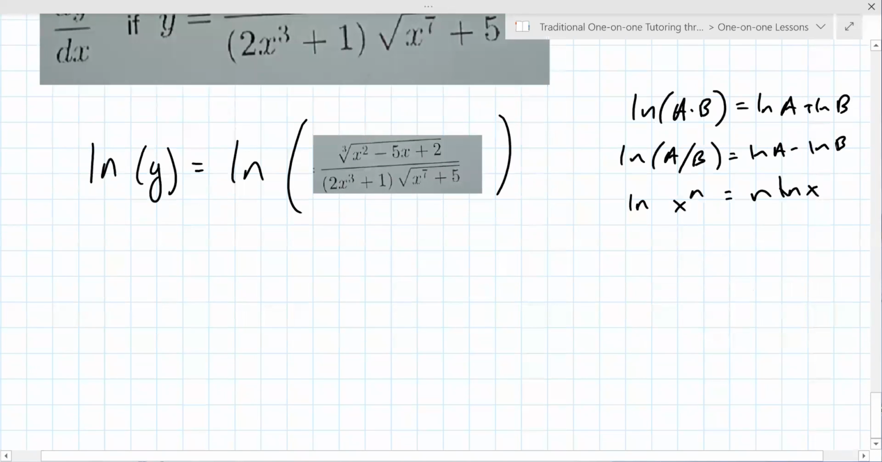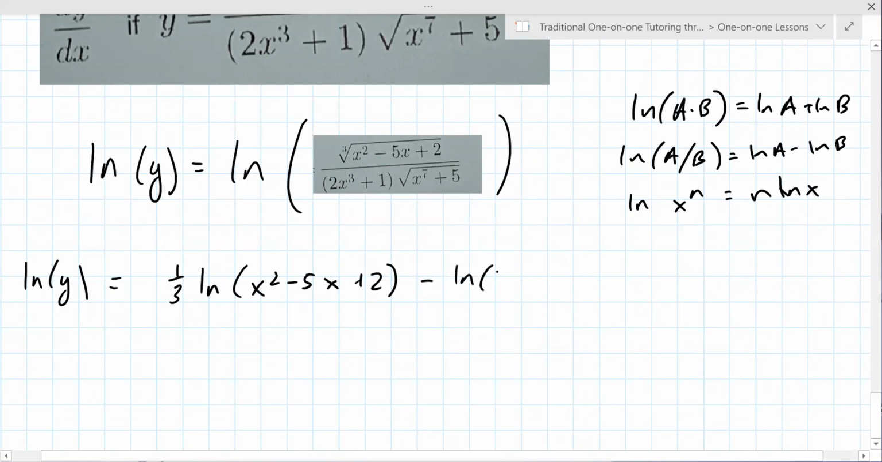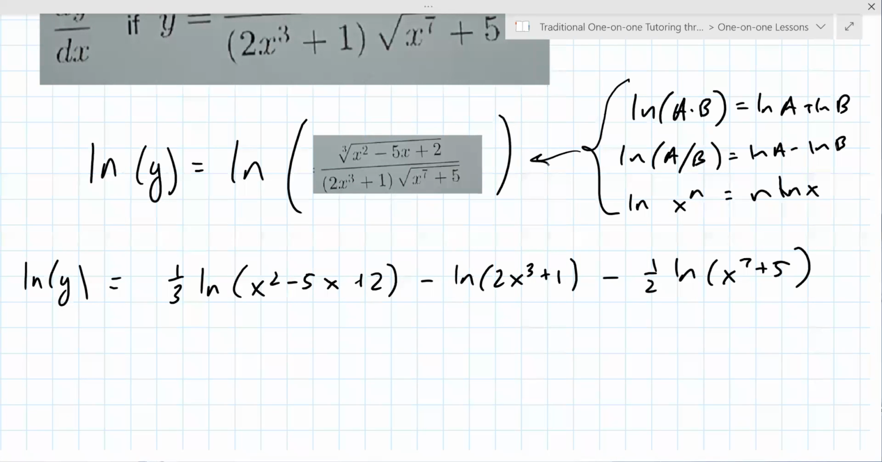So you're just expanding this thing right here. It becomes 1/3 natural log of x squared minus 5x plus 2, minus natural log of 2x cubed plus 1, minus 1/2 natural log of x to the 7th plus 5. So that's incorporating all three of those properties. No calculus yet. But the nice thing about the derivative of ln is it's always 1 over. Okay, so this line is clear?